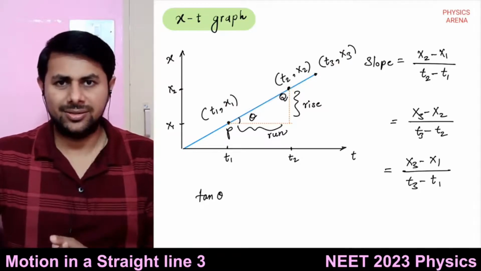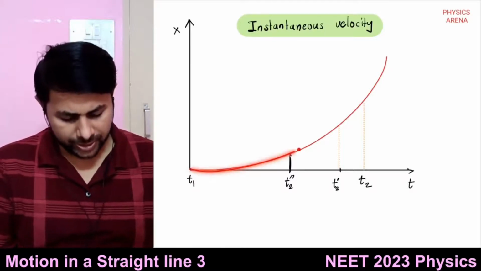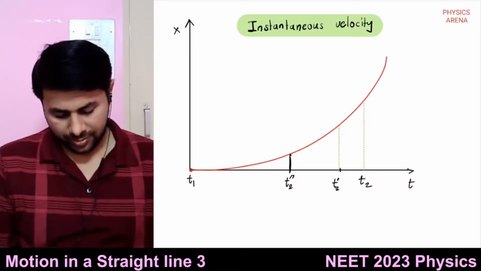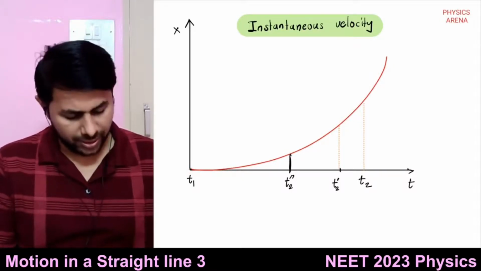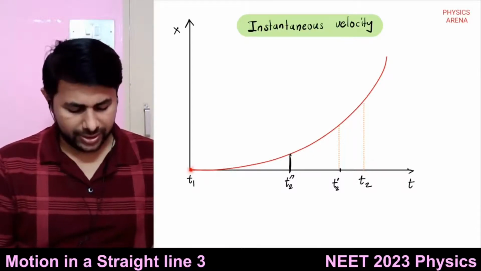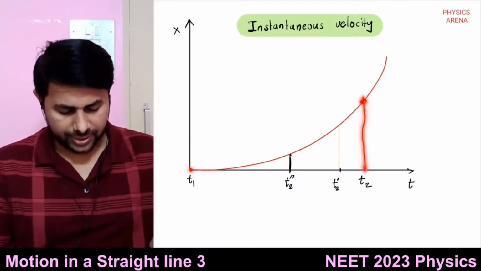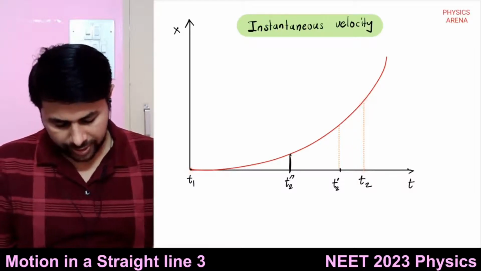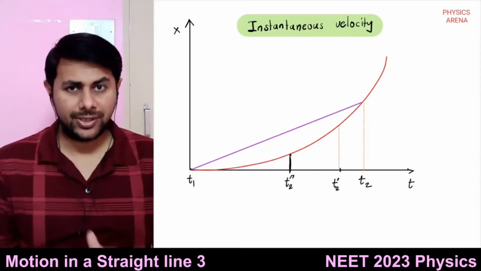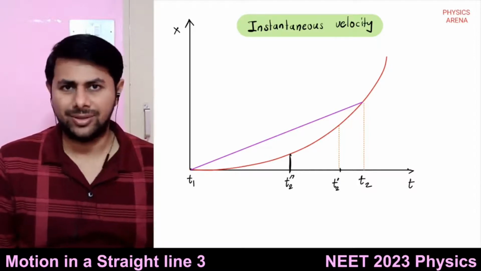Is it clear? Now let's consider the position versus time graph of some object. Suppose it looks like this, and I want to find the velocity of this object from the beginning at t equals 0 till this time. I will mark this point and the point corresponding to this time on the graph. Then I will join those two points. I get a straight line, and as we have just seen, the slope of that straight line will give us the velocity in that time interval.